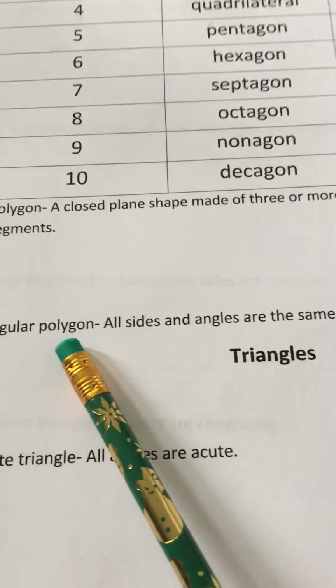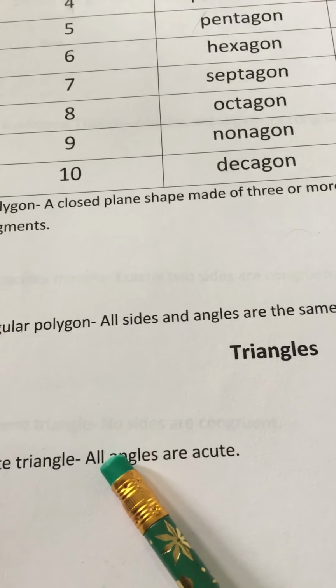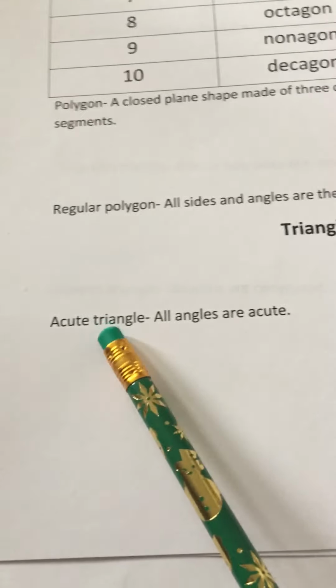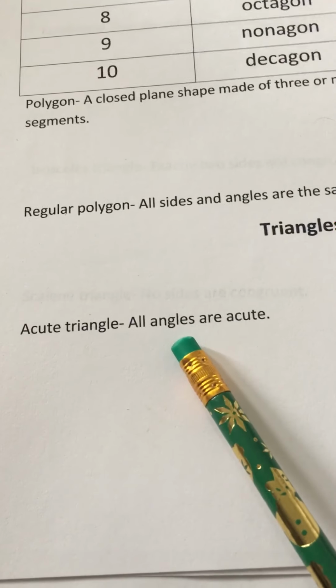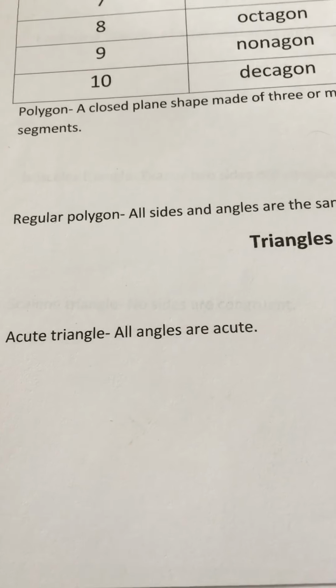Oh, and here I have this too. A regular polygon: all sides and angles are the same. Now here's triangles. The first one we deal with is an acute triangle. And in an acute triangle, all angles are acute.